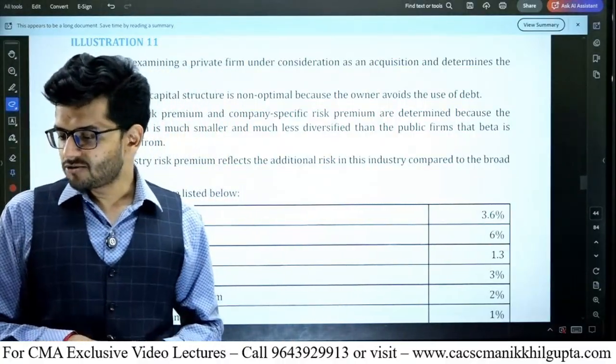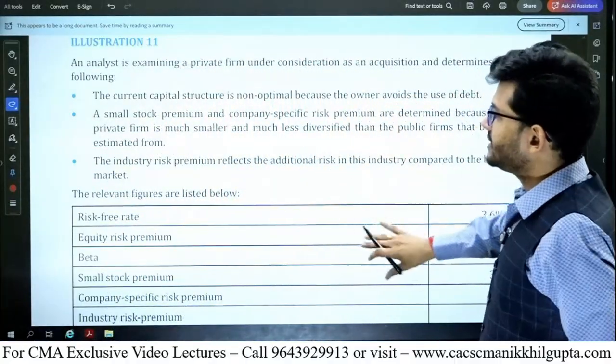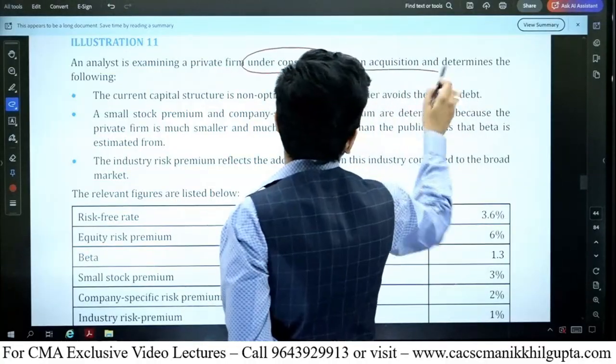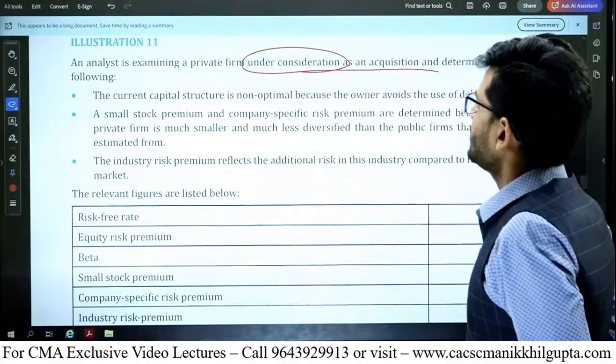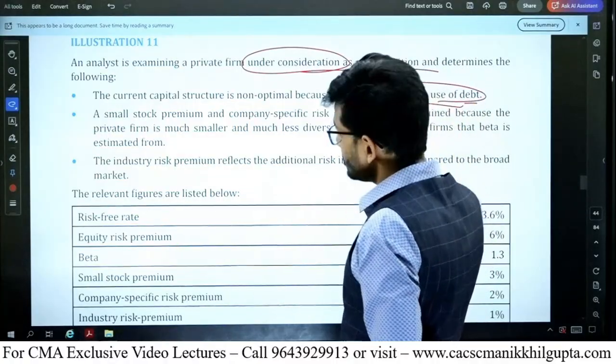Alright, let's start illustration number 11. Illustration number 11 has two new concepts. So let's read this question very carefully. An analyst is examining a private firm under consideration as an acquisition and determines the following. The current capital structure is not optimal because the owner avoids use of debt. Use of debt is not there.